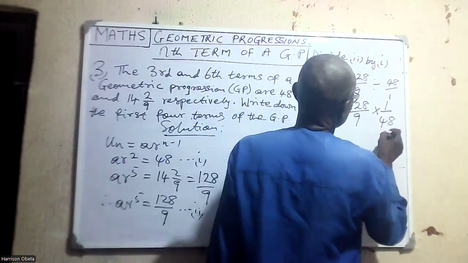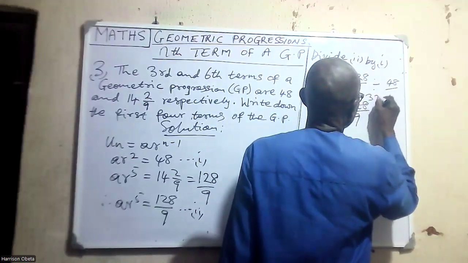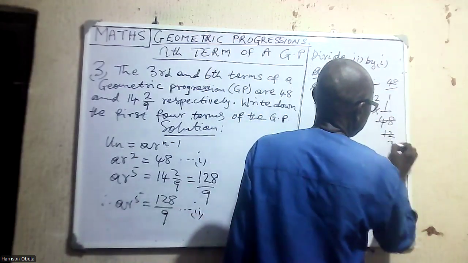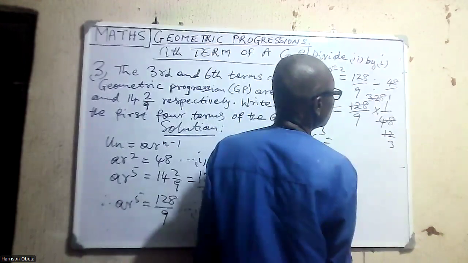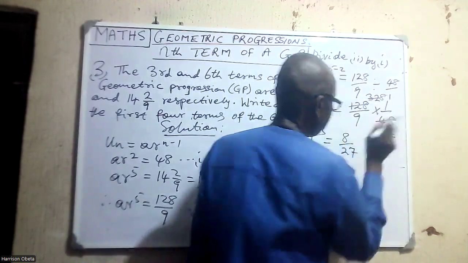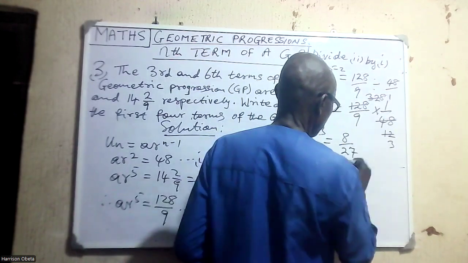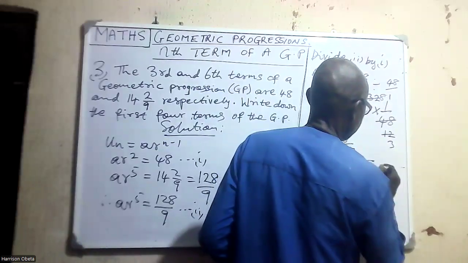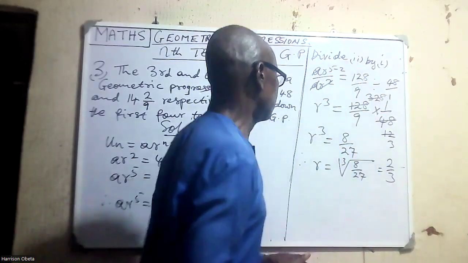Now, moving on, 4 can go into 12 and into 32. So we are now having R raised to 3 equal to 8 over 27. But 9 times 3 is 27. So R will give us the cube root of 8 over 27, and that is 2 over 3.